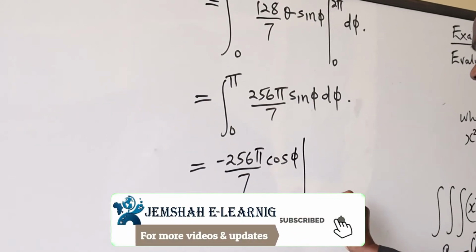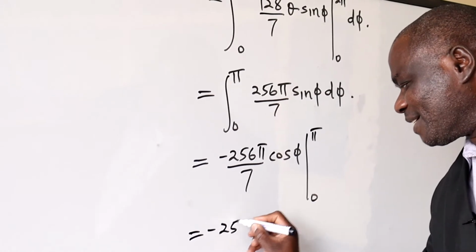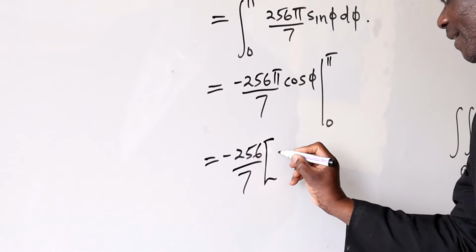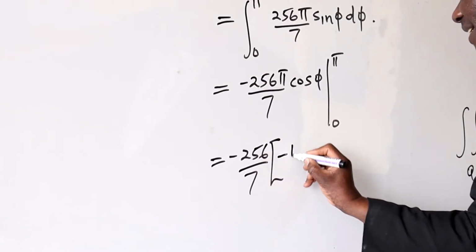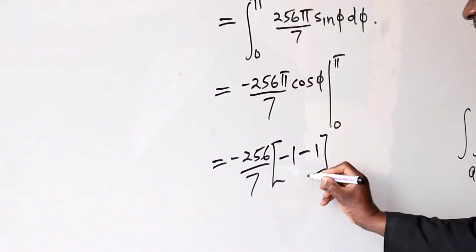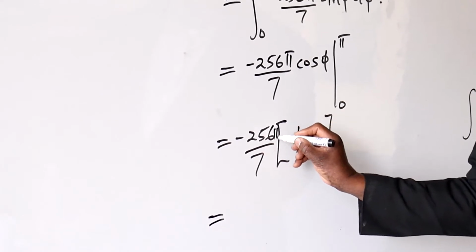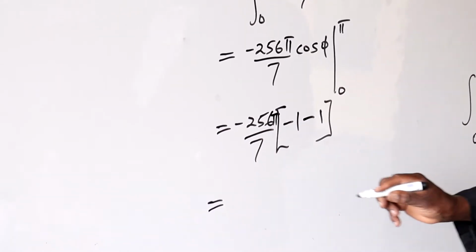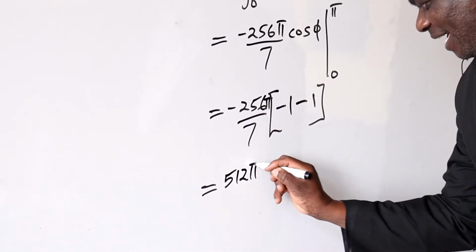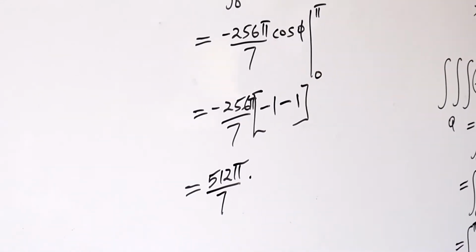And then we put limits from 0 to pi, which equals negative 256 pi all over 7, into cos pi, which is negative 1, minus cos 0, which is also 1. So the answer, there is a pi here. So the answer will be equal to 512 pi, all over 7. And that is the answer to that evaluation.